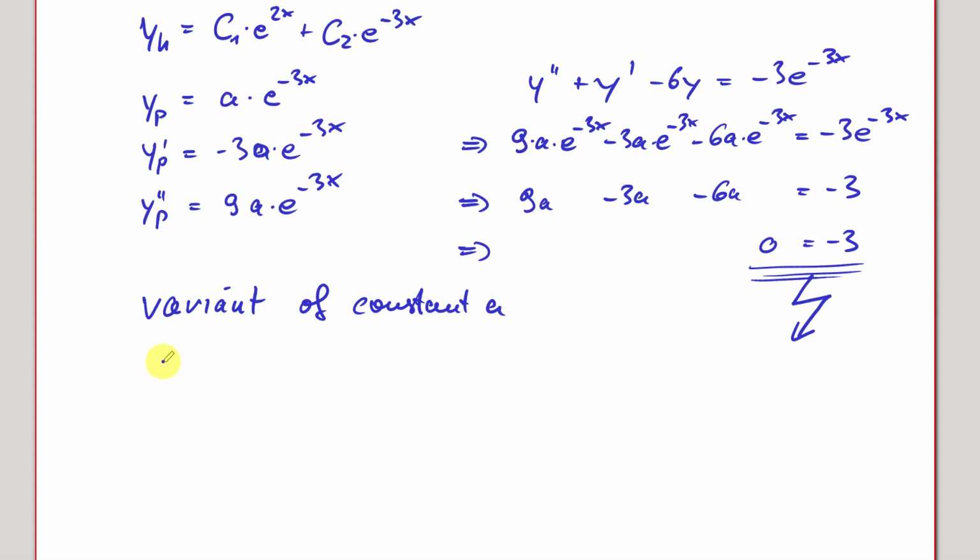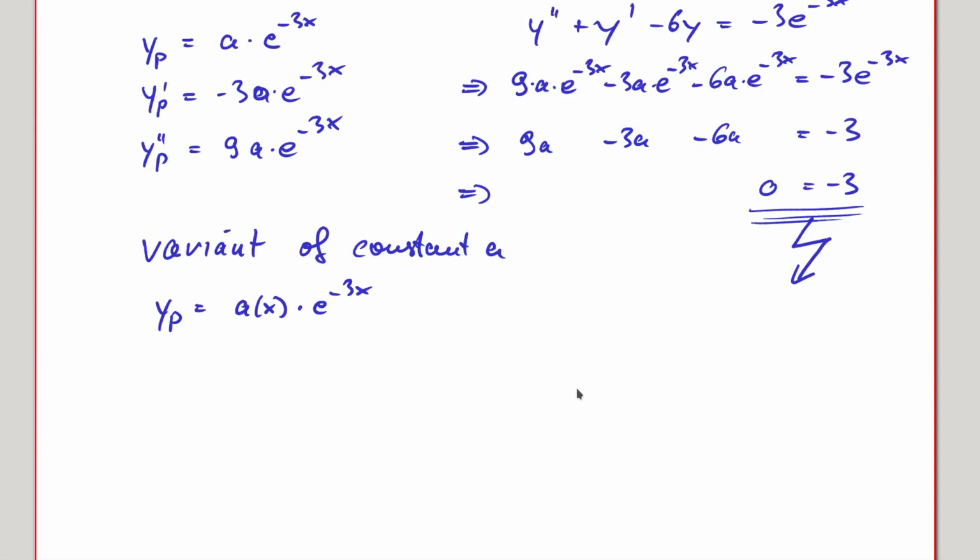It just means that y_p is not a times e to the power of minus 3x anymore. It is a of x. So we just assume it's a function now. Our first attempt was just saying, okay, it's a constant here. Now we have to improve our approach, because with this assumption it simply fails, and to do so we assume a is now a function that depends on x. So we have a more sophisticated approach here.